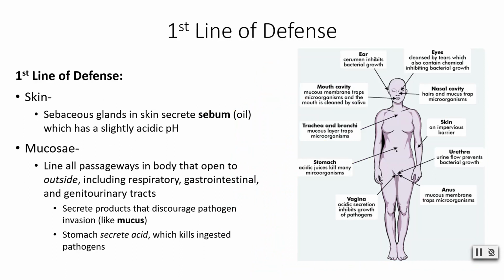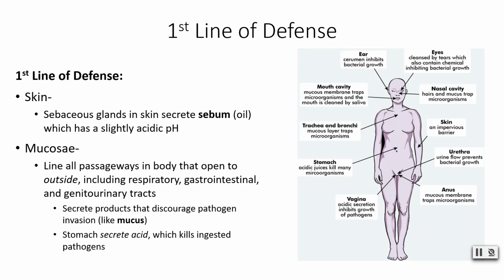So your first line of defense is your skin. Okay, we mentioned that was your cutaneous membrane. In addition to just being a general barrier, so as long as your skin is nice and intact, it's difficult for pathogens to get inside of our body through our skin. But in addition to that, your skin also secretes sebum, also known as oil, and it's slightly acidic. And that slight acidic environment for some pathogens is enough of a harsh environment to just outright kill them.